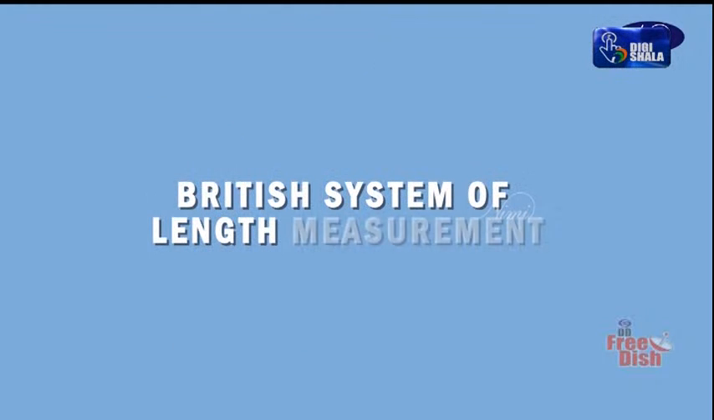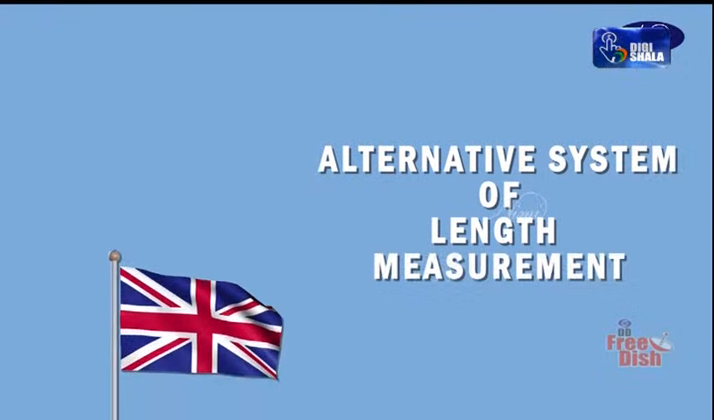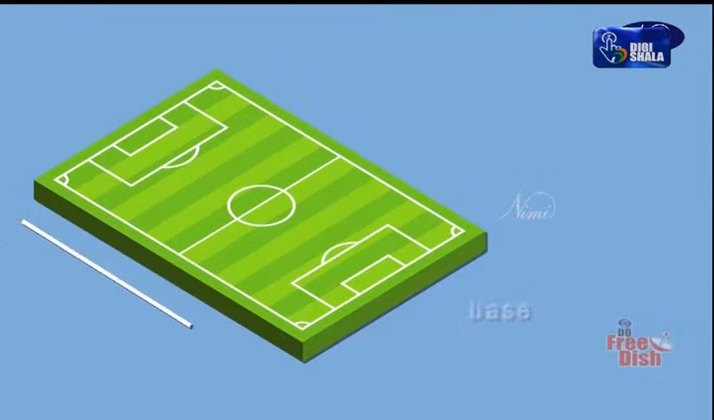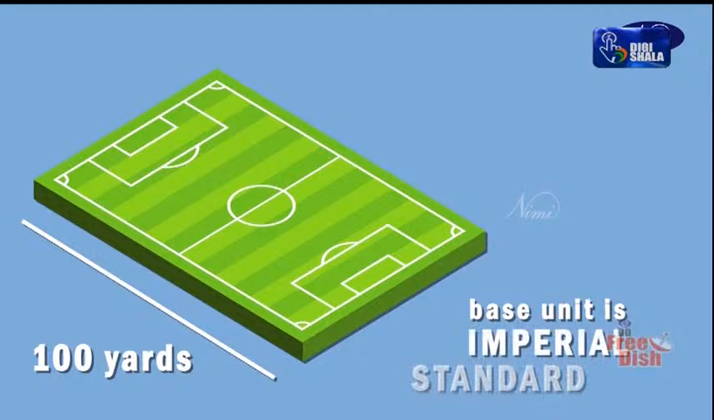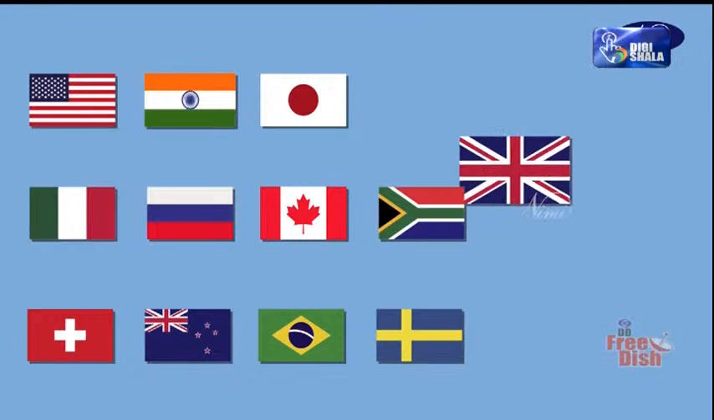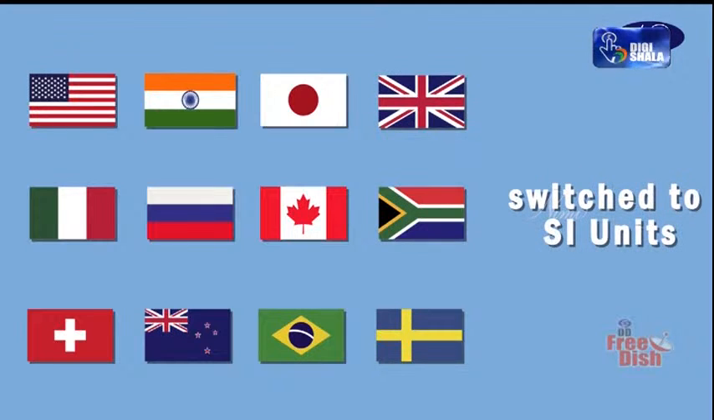The British system of length measurement. An alternative system of length measurement is the British system. In this system, the base unit is the imperial standard yard. Most countries, including Great Britain itself, have, however, in the last few years, switched over to SI units.